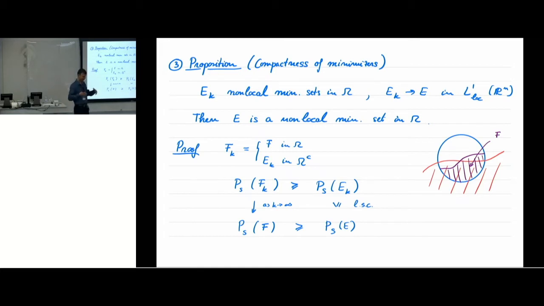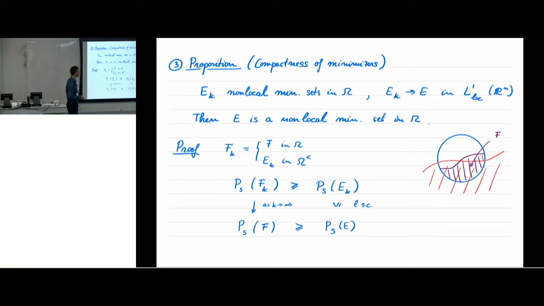If I start taking sequences, I know that they have to converge. They have good compactness properties, but also the limit would be a minimizer. So this is like a simple proof. You say, let me take a comparator. So I have the set E, the limiting. The red one is the limiting set E, which is approximated by some E_k's. Yeah? E_k's converge to E.